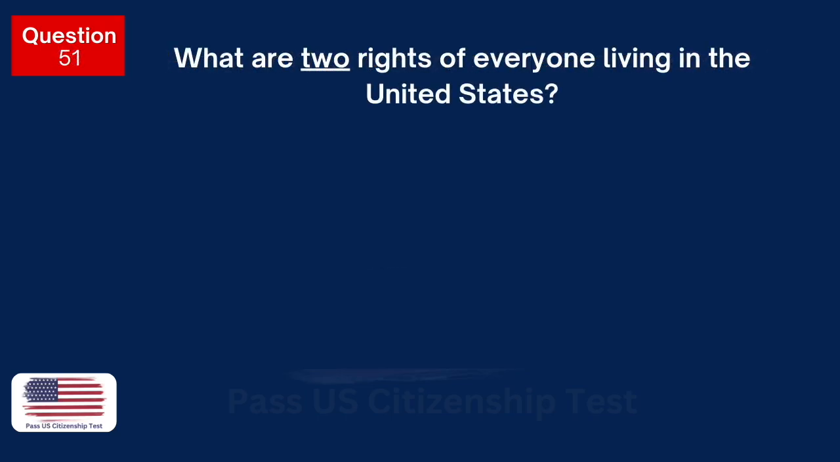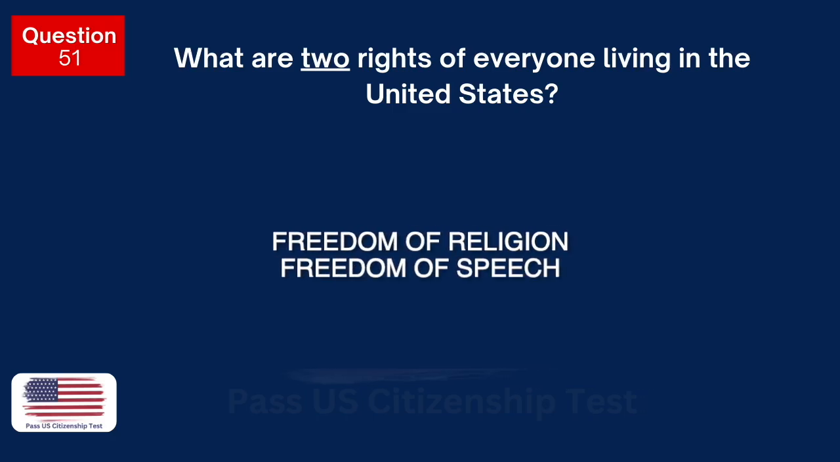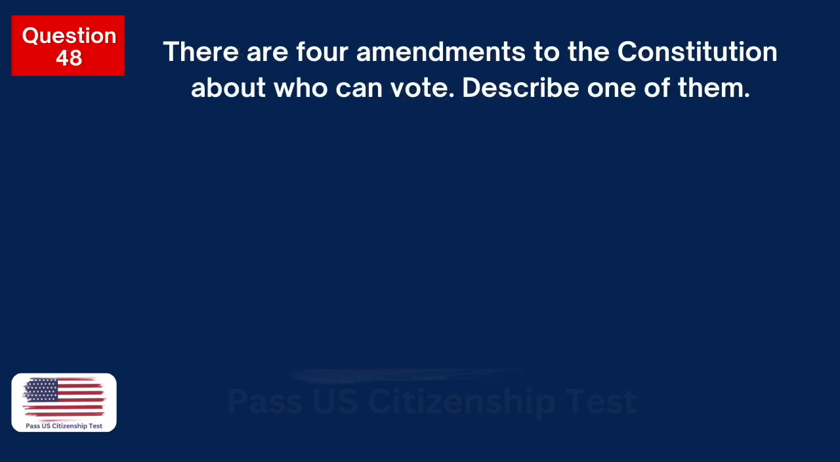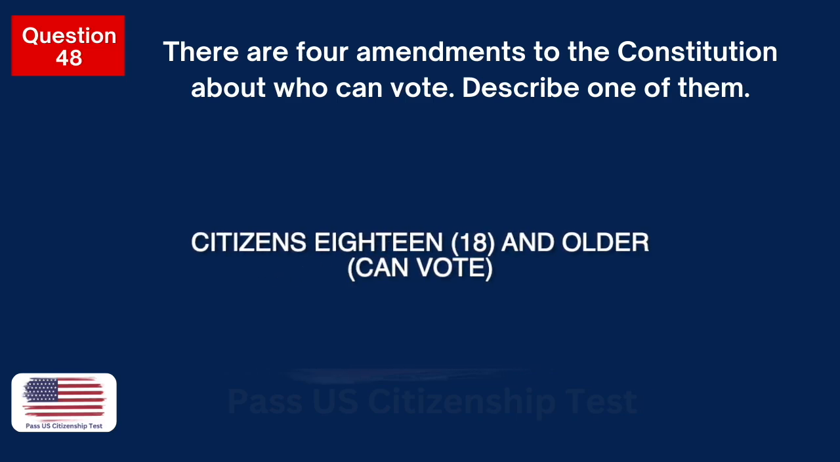What are two rights of everyone living in the United States? Freedom of religion, freedom of speech. There are 4 amendments to the Constitution about who can vote. Describe one of them. Citizens 18 and older can vote.